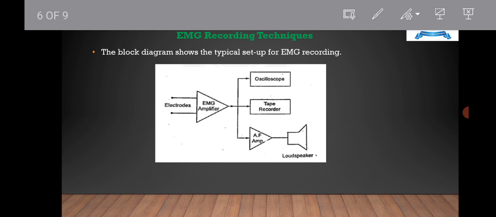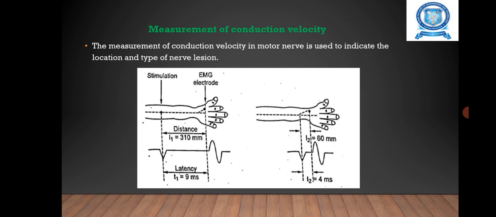Next, we are going to see the measurement of conduction velocity. Here the measurement of conduction velocity in a motor nerve is used to indicate the location and the type of nerve lesion. The nerve function is examined directly at various segments by stimulating it with a brief electric shock having a pulse duration of 0.2 to 0.5 millisecond.